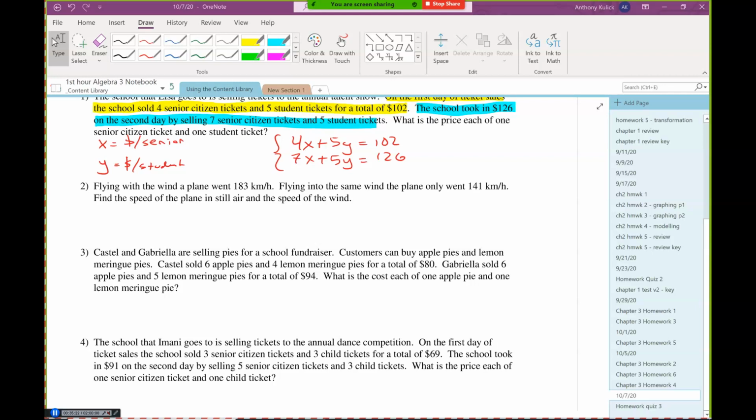Flying into the same wind, the plane only went 141 kilometers per hour. Find the speed of the plane in still air and the speed of the wind. Okay, so again, first thing I'd want to do is figure out what it's looking for and assign those quantities a variable name. So one of the things it's looking for, it says find the speed of the plane.